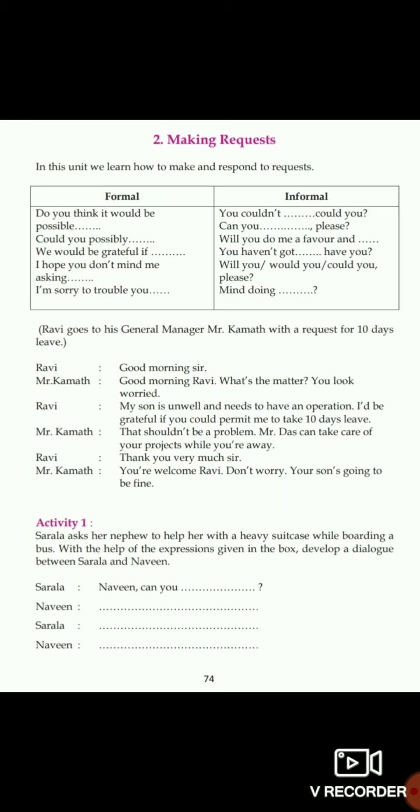Do you think it would be possible? Could you possibly? We would be grateful if. I hope you don't mind me asking. I'm sorry to trouble you. See, these are the formal ways of making requests.